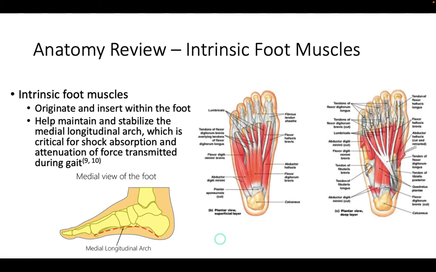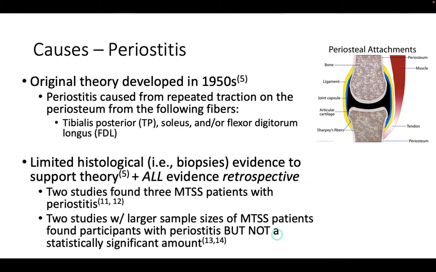So we're going to talk about how loss of this arch is potentially going to lead to this shin splints injury. So I'm going to go over the causes. There's going to be two different theories, right? I kind of previewed this in the intro slide. So the first one I'm going to talk about is the periostitis theory, which doesn't have as much data to back it as compared to the idea of just stress to the tibia. So that's why I said most authors refer to it as MTSS. But we're going to start off with periostitis.